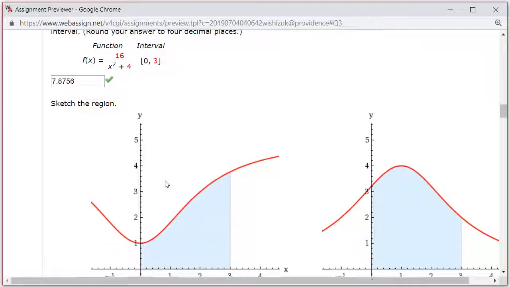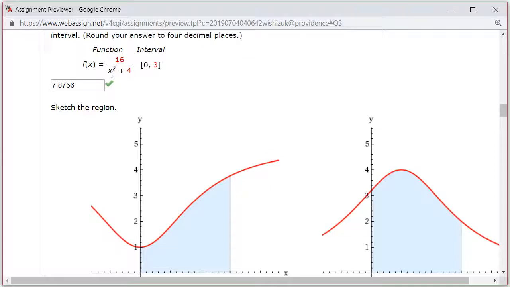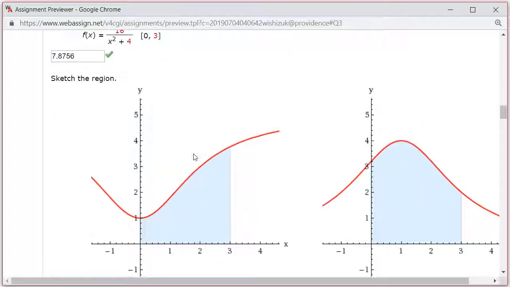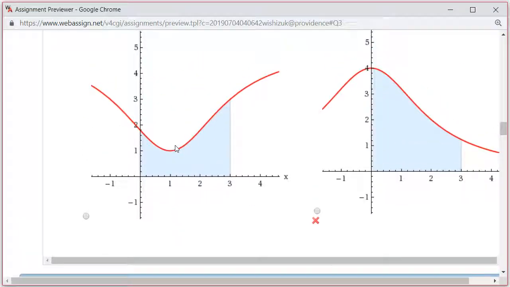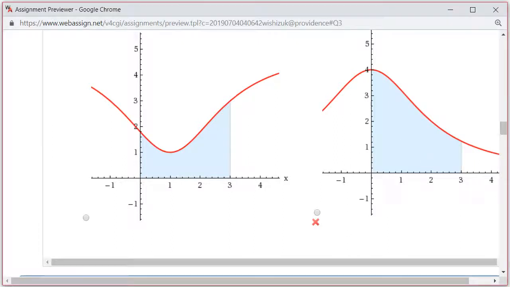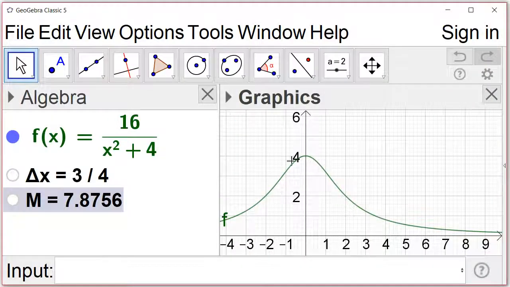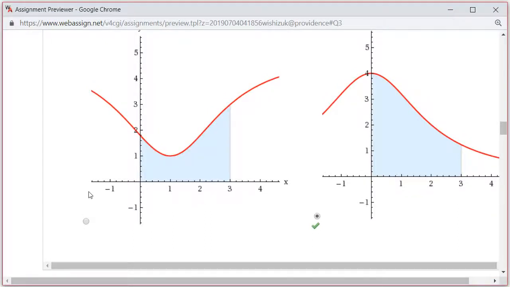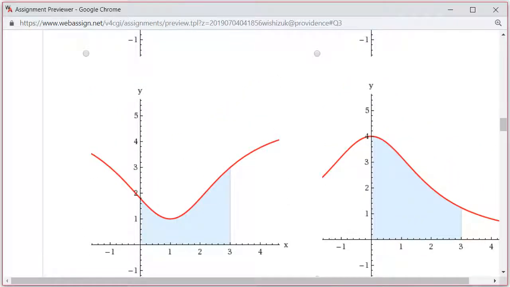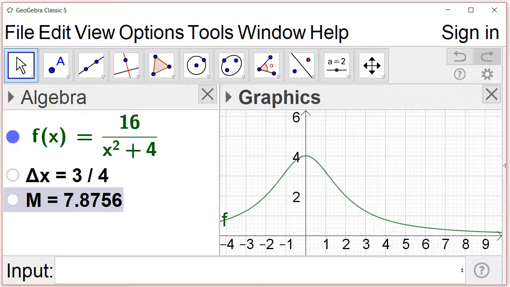Then we want to look at the region. This is an even function, so it has to be symmetric, and as x increases, it's decreasing. So you're going to have a picture like that. We can double-check with GeoGebra, which gives you the graph here. It looks like this one is the right picture. Let's check the answer. I came back, and it looks like we got the correct picture as well. All right, that's it. I hope this was clear.